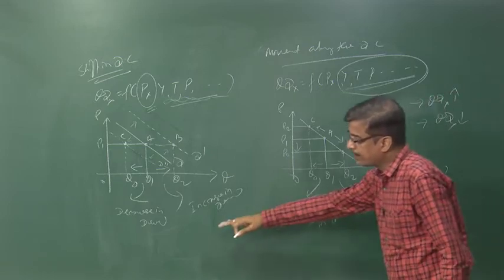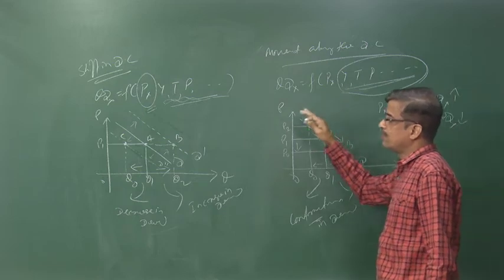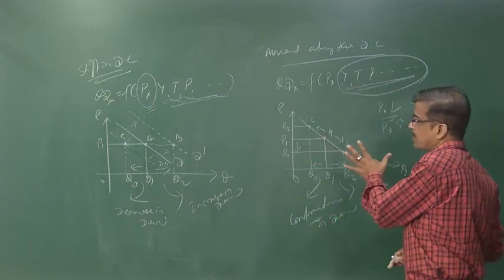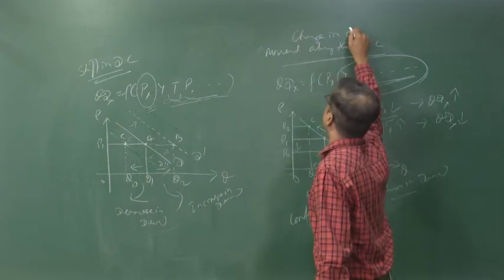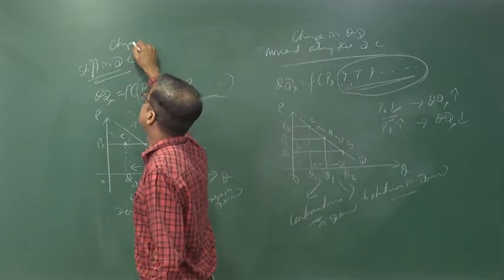So expansion and contraction, and this is called increase and decrease. This is called the movement along the demand curve. This is called the shift in demand curve. This is called the change in quantity demanded, and here it is called the change in demand.